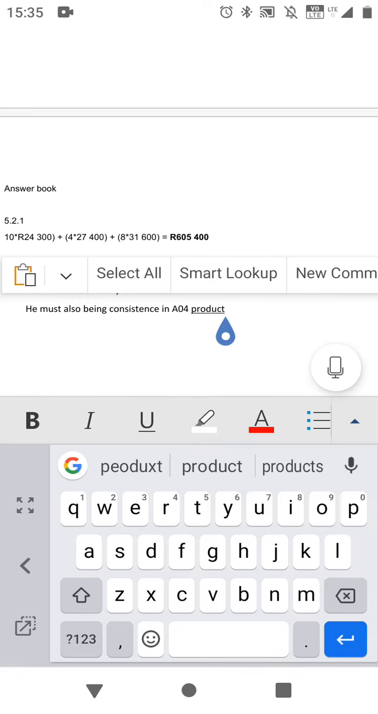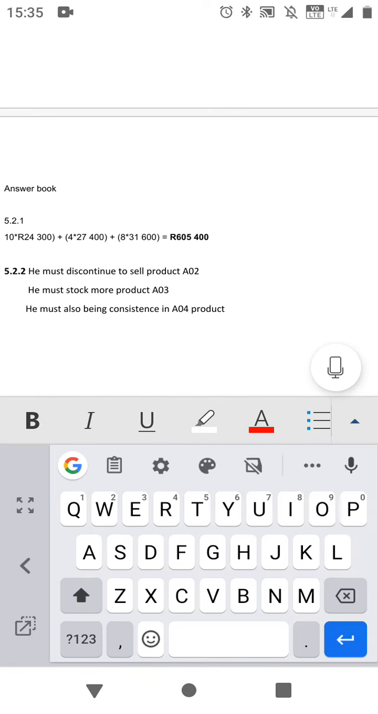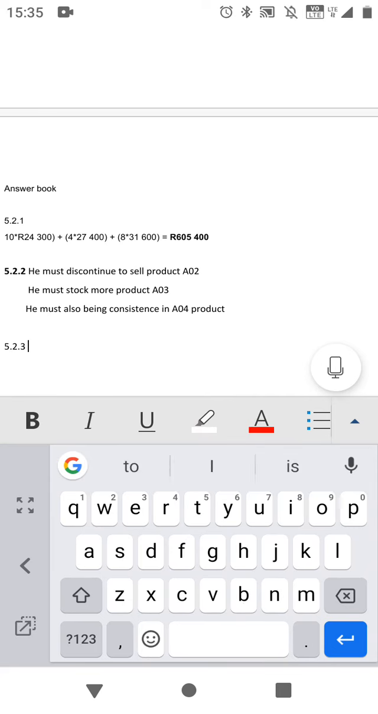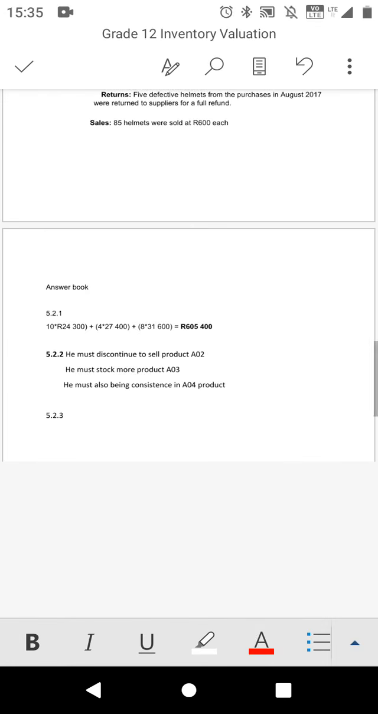Simple as that. You can give as many pieces of advice as possible as long as they make sense and are related to the scenario that we have been given. Okay, now we have to go to 5.2.3. Okay, let's go and read the question.